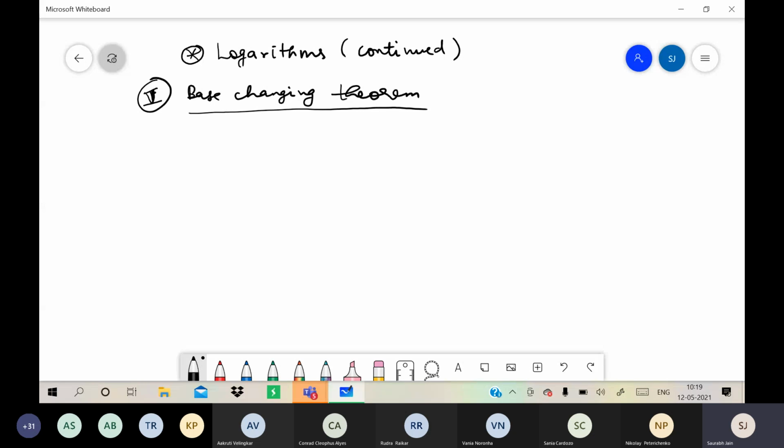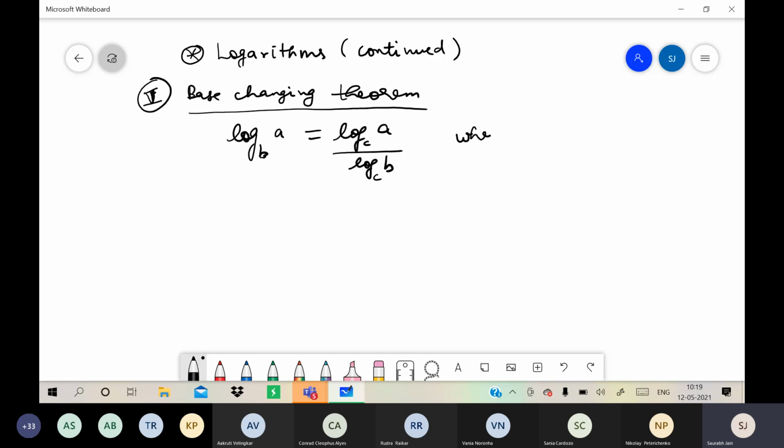Let us try to understand the result first. Log a to the base b can be written as log a upon log b, but obviously there should be some base. But this base should be same in numerator and denominator.